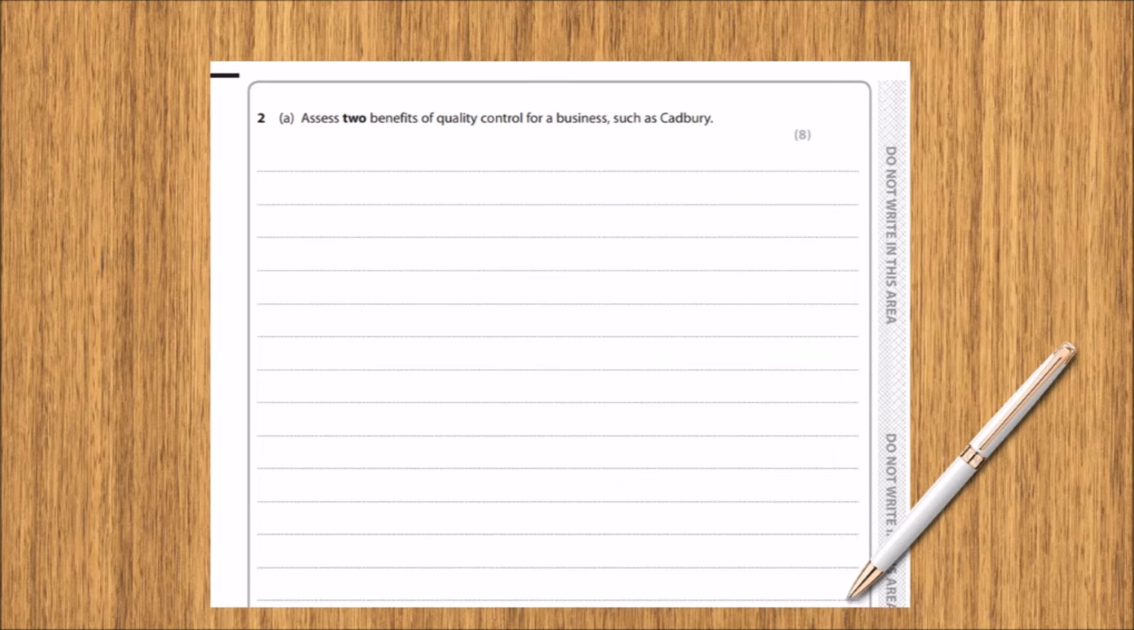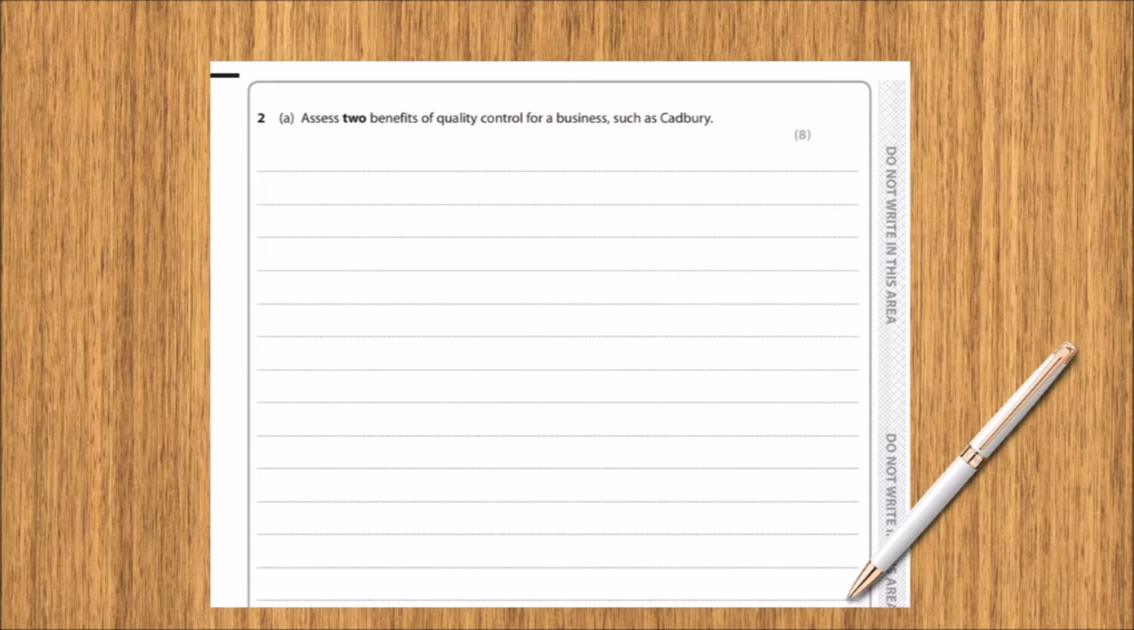That's not strictly true with an 8-mark question because of that opening word of assess. Although the question is about the benefits of quality control, this question requires us to assess those benefits, which means we need to challenge them. We need to try and explain why these benefits might be limited, or why they might not occur, or why there's reasons to doubt the validity of these benefits.